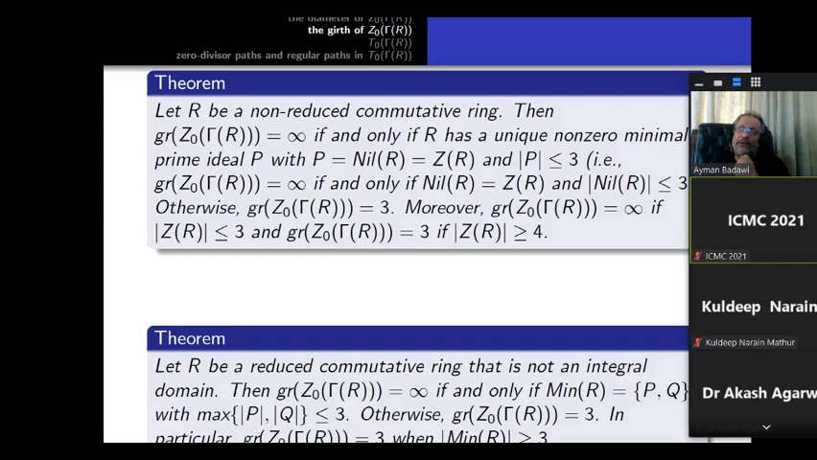So infinity means we don't have a cycle. Of course, if the graph is connected, then this will mean a tree, because the definition of a tree is a connected graph with no cycles. Right? Okay. So here is a complete characterization of when the girth is infinity. If and only if R has a unique non-zero minimal prime ideal, where this prime is the nil radical of R, which is the same as the set of the zero divisors of R.